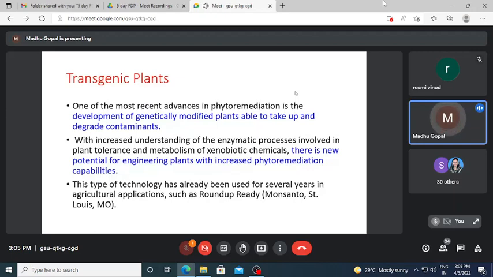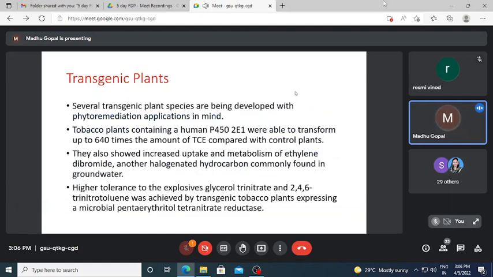Now there are attempts to develop genetically modified plants that have better uptake efficiency and degradation efficiency. You know that these transgenic plants are created using what we call genetic engineering. And some of these genetically engineered plants are found to be more efficient than ordinary plants for remediating soils with xenobiotic chemicals, these pesticides, chlorinated aliphatics, aromatics, and all that. Several transgenic species are being developed with phytoremediation applications in mind, and these plants are said to have higher tolerance to many of these organic substances.